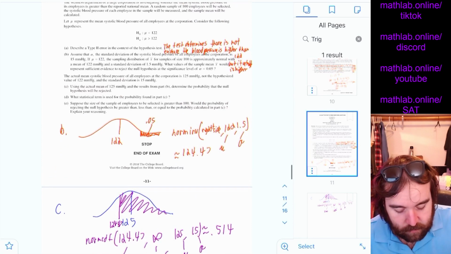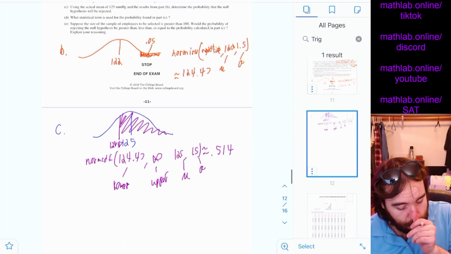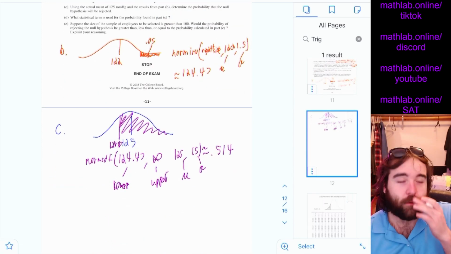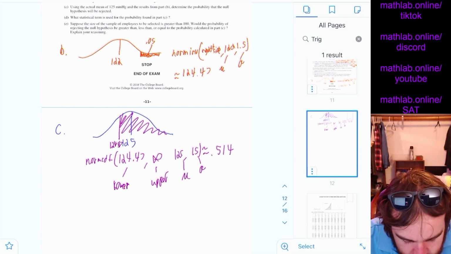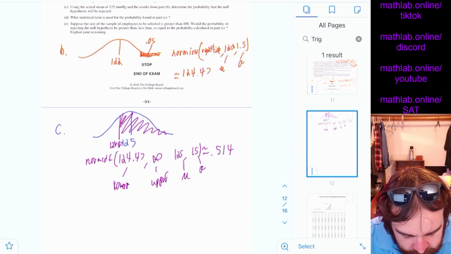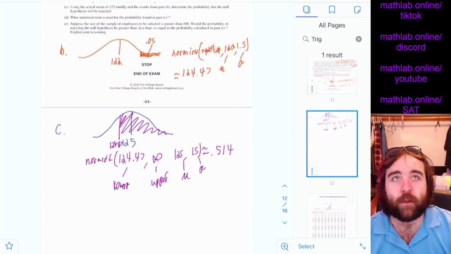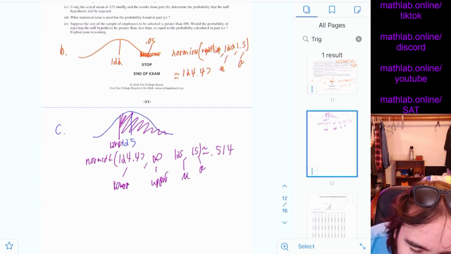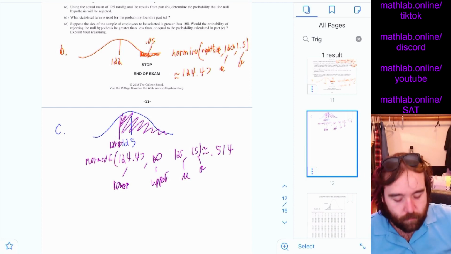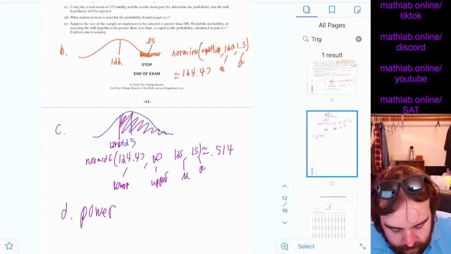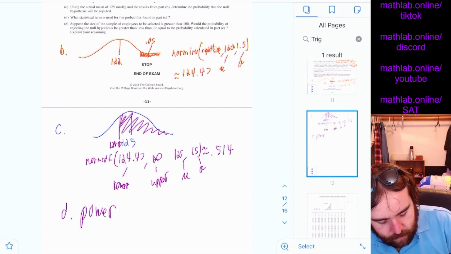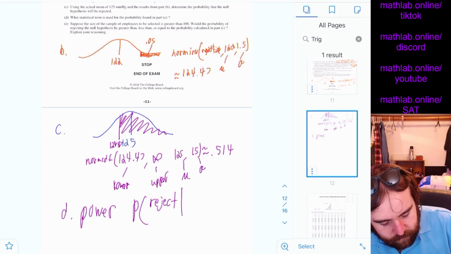What statistical term is used for the probability found in part C? Right, so what is this? I mean, it's probably a type 1 error, right? Or no, it's the power. The power is the probability of rejecting the null hypothesis when the null hypothesis is false. So D, it's the power. There's really not much to talk about. I'll say it's the probability of rejecting given false.